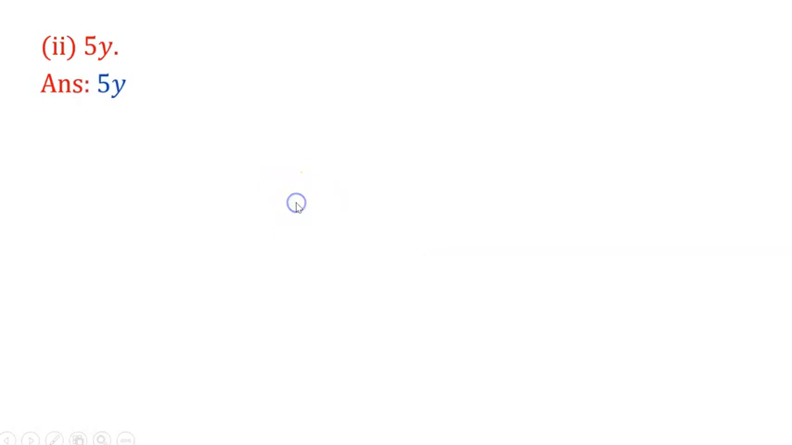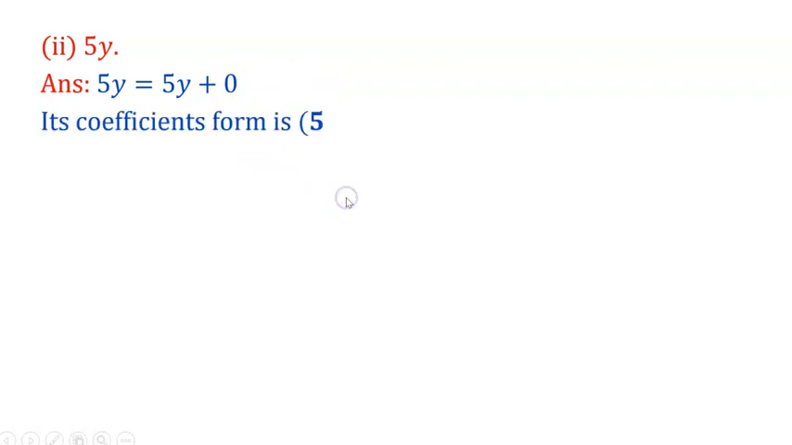Next 5y. Again, 5y can be written as 5y plus 0. The first power is 1, then 0 into y raised to 0. Therefore the coefficient form is 5 comma 0.